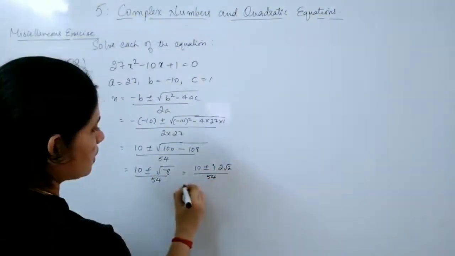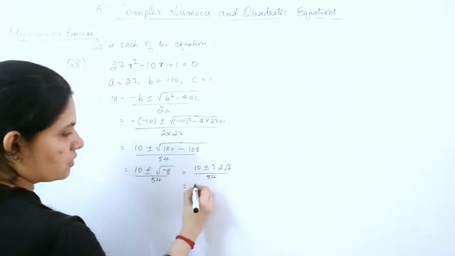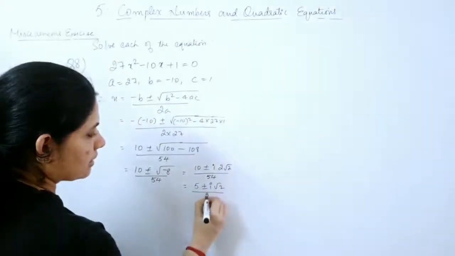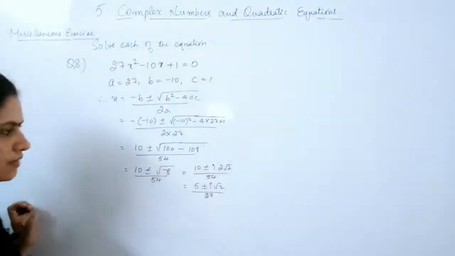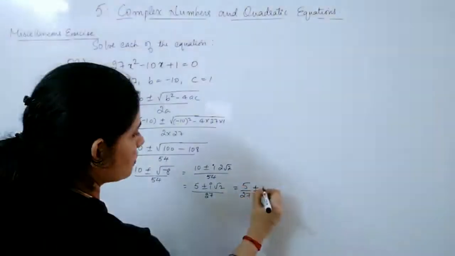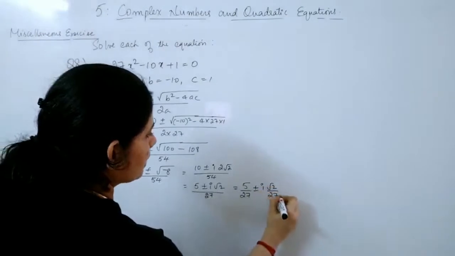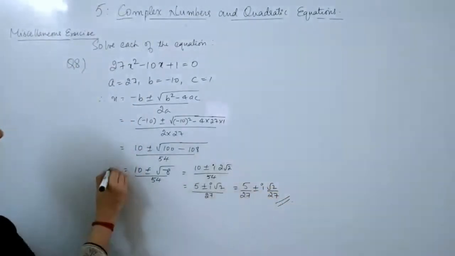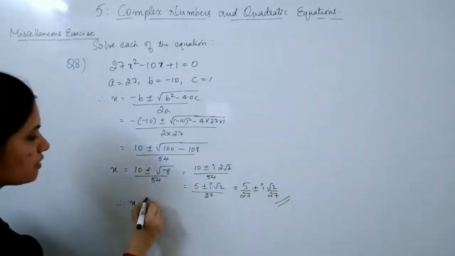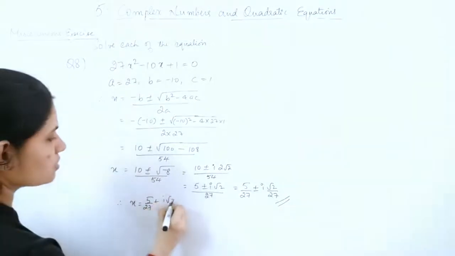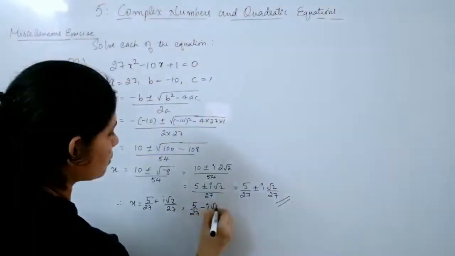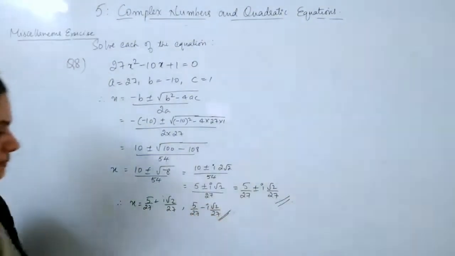That is plus or minus, here negative will give you I and root 8 is 2 root 2 divided by 54. Now you have in common 2, take it out so that this will become 5 plus or minus I root 2 divided by 2 get cancel and give you 27. Separate it and write, that is a plus ib form, 5 by 27 plus or minus I root 2 by 27. That is your x. Therefore, your x separate solutions are 5 by 27 plus I root 2 by 27 and 5 by 27 minus I root 2 by 27.